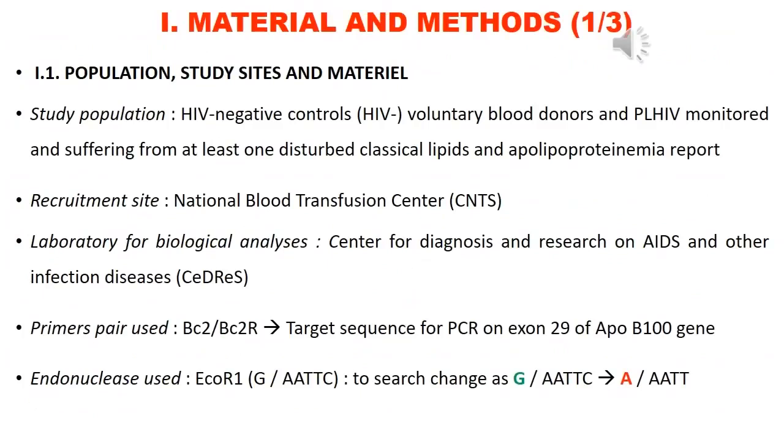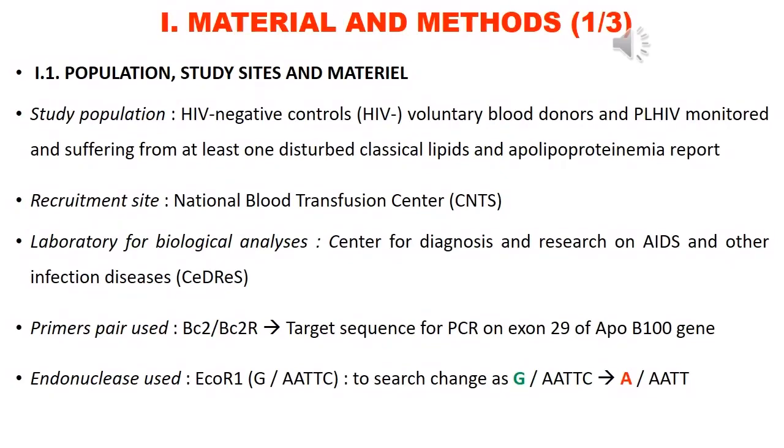About the material and methods used, the study population consisted of HIV-negative controls who were voluntary blood donors and persons living with HIV monitored at the National Blood Transfusion Center. All of them presented at least one disturbed lipid report in classical lipidemia and apoproteinemia.